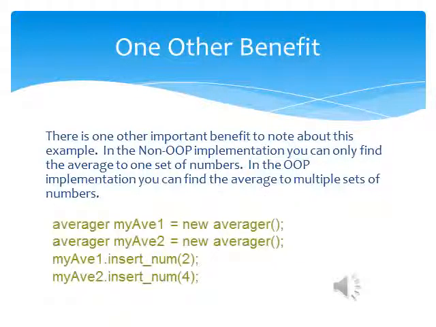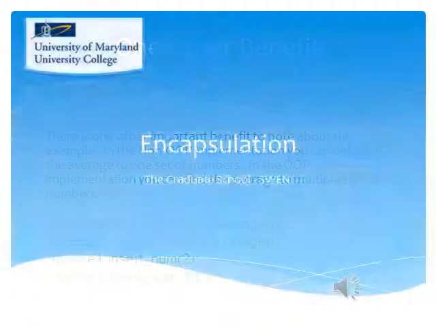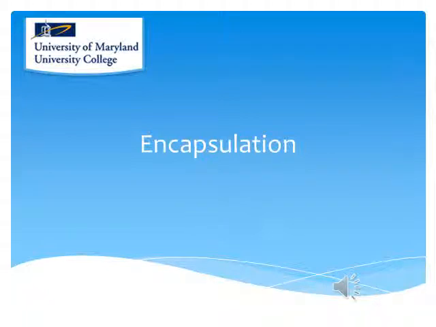There is one other important benefit to note about this example. In the non-OOP implementation, you can only find the average of one set of numbers. In the OOP implementation, you can find the average of multiple sets of numbers. This concludes our presentation.